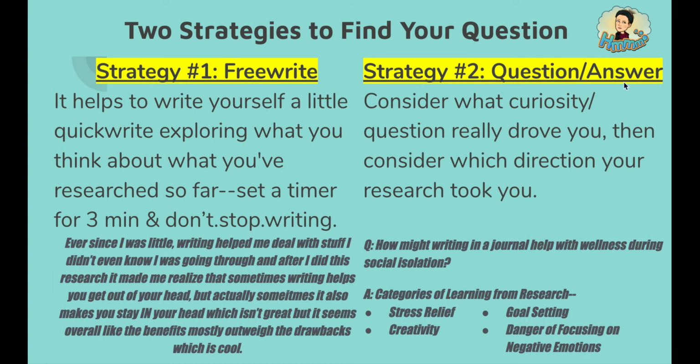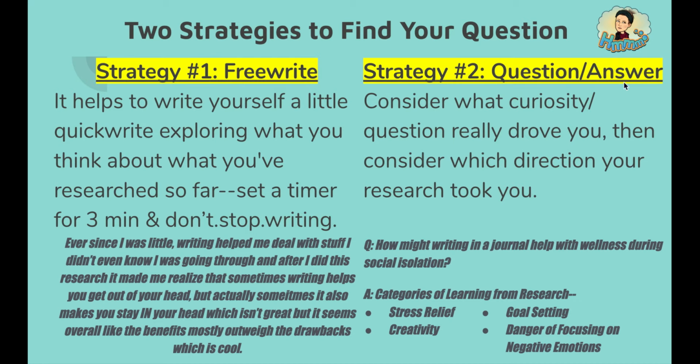So you're thinking about different topics and subtopics, and patterns that started to emerge. So if my curiosity originally was, how might writing in a journal help with wellness during social isolation? Some of the categories of learning from my research emerged as stress relief, creativity, goal setting, and then also that there was a sort of alternative argument around the danger of focusing on negative emotions. So just starting there and then thinking about what might my answer be to that question based on some of those emerging patterns.